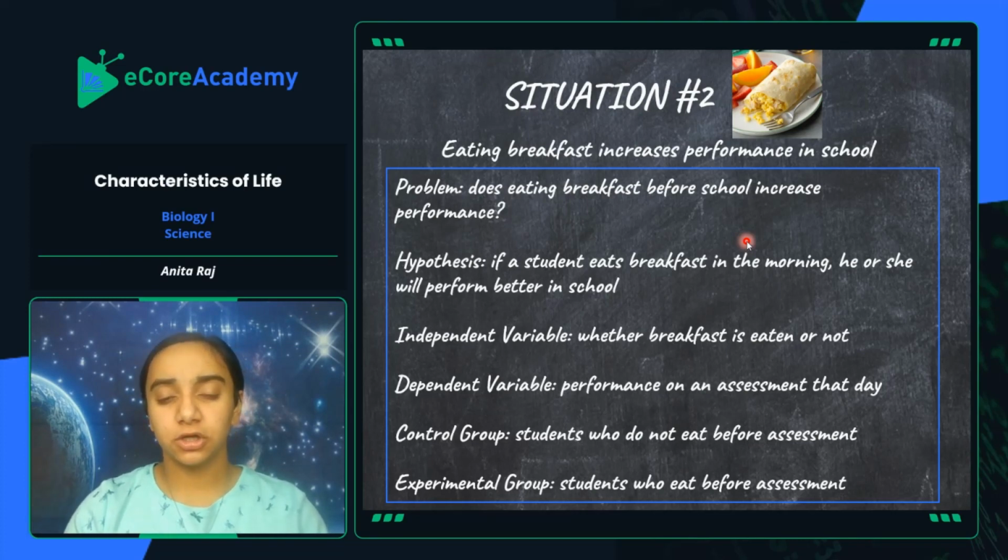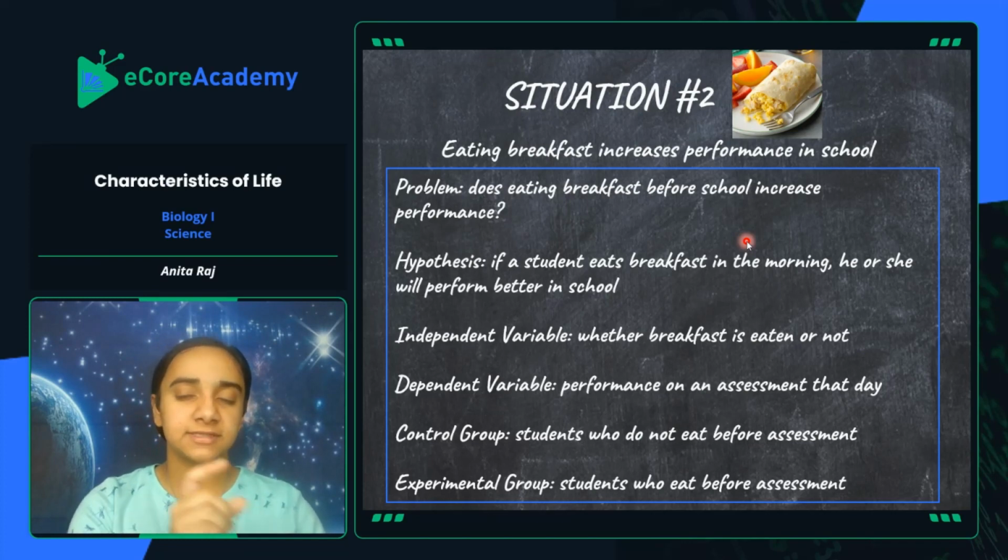After that, when we start talking about forming the experiment, let's talk about the independent and dependent variables. Remember, the independent variable is going to be the experimental factor. It's what we control and what we can change. So whether breakfast is eaten or not.